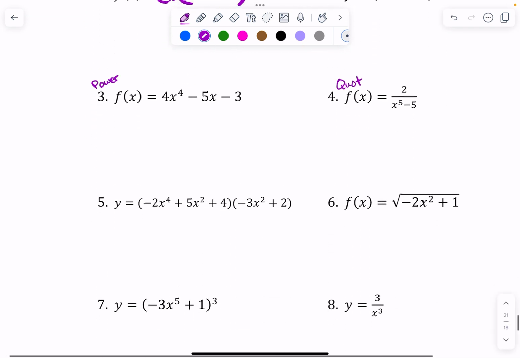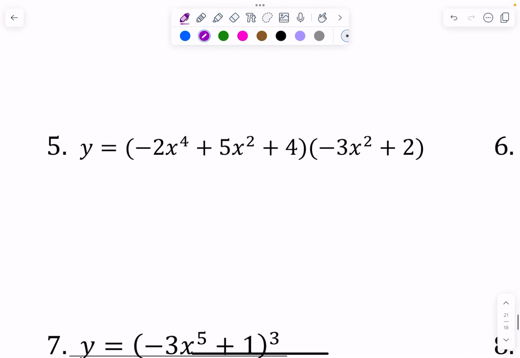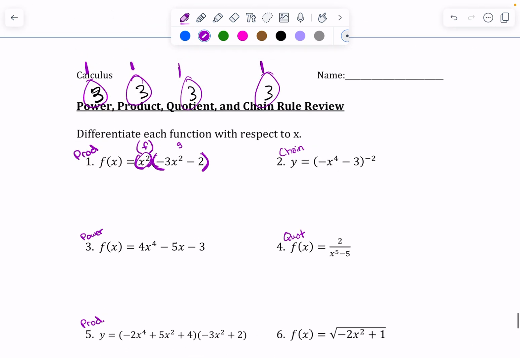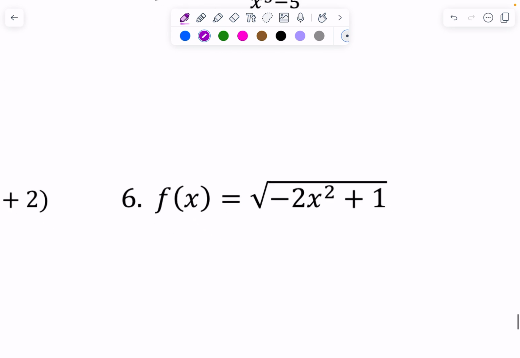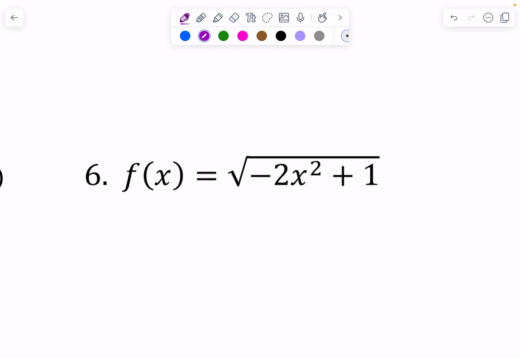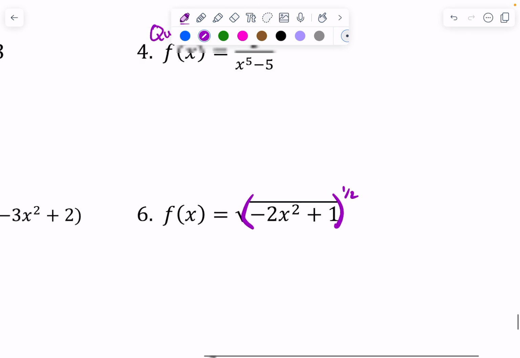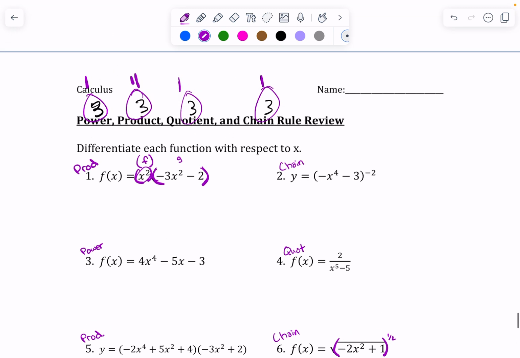Okay, let's go down to the next one. This guy. I could FOIL these out. That's true. I could multiply that all together and use the power rule, but we want to use the product rule. Okay, so there's 2 for product. All right, this guy, 6. What do I do with that? Anytime you see a square root, make him to the 1/2 power. So that is going to be a chain, because it's a function inside of a function. So chain rule.